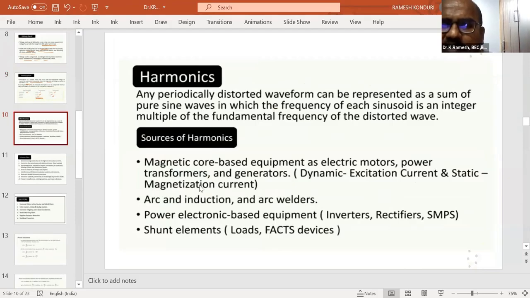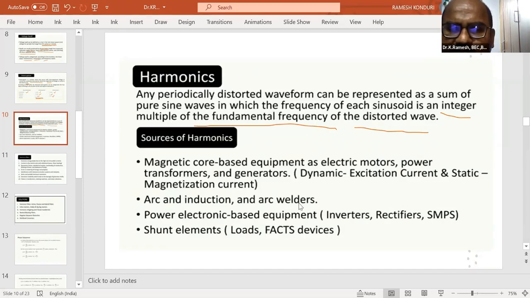And next, this one is the harmonics. If we take any periodically distorted waveform, it can be represented as a sum of pure sine waves, even using the Fourier transform, in which the frequency of each sinusoid is an integral multiple of the fundamental frequency of the distorted wave.